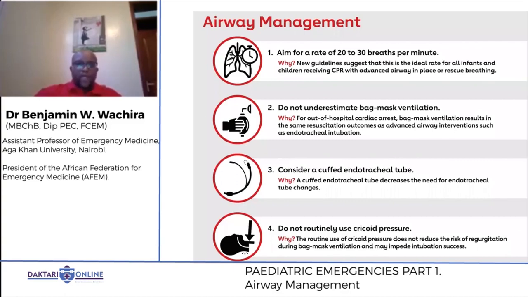Do not bag too much, which I was just talking about, because you don't want most of this air ending up in the stomach, because then that compromises your ventilation.